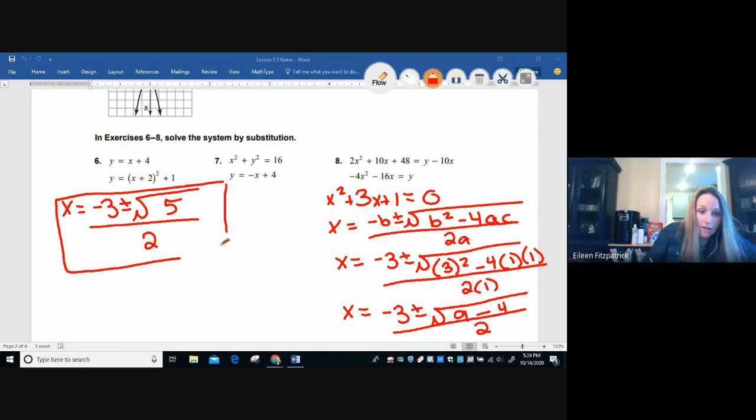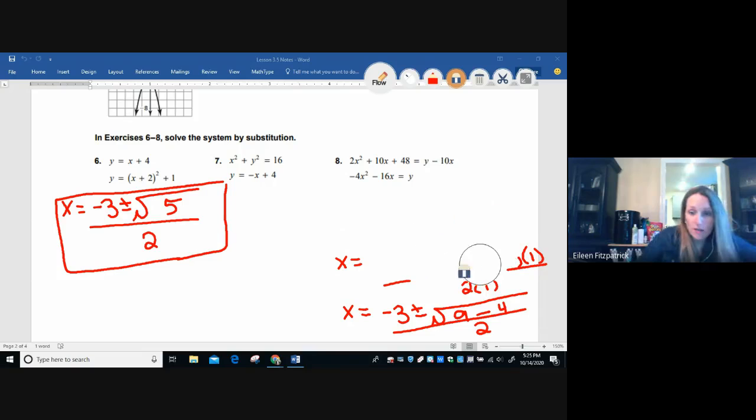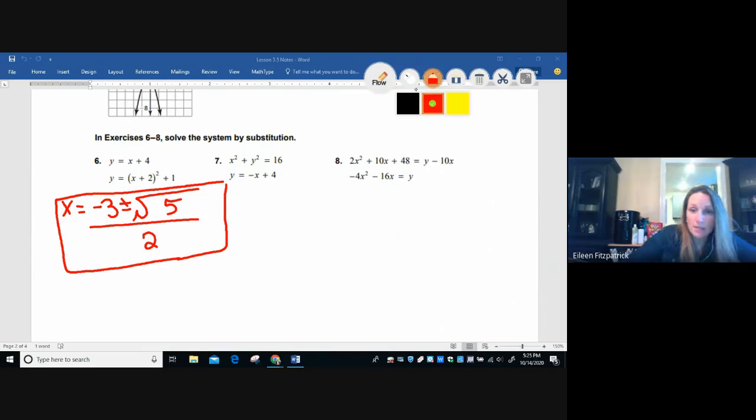Now, I said that's your final answer. That's your final answer for the x value. You still need to find the corresponding y value. And this is not too crazy. It looks crazy because we're not used to having to plug in something like that for x, but watch what happens. It's not too bad.